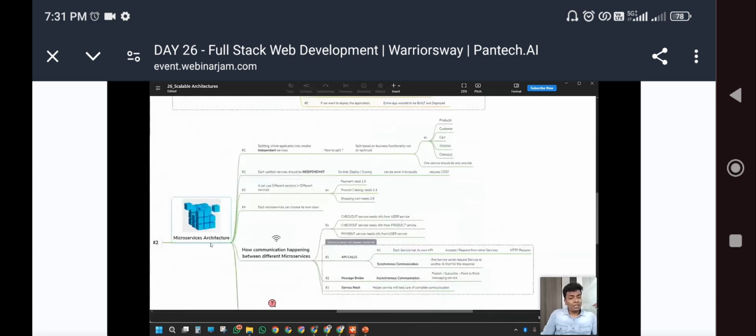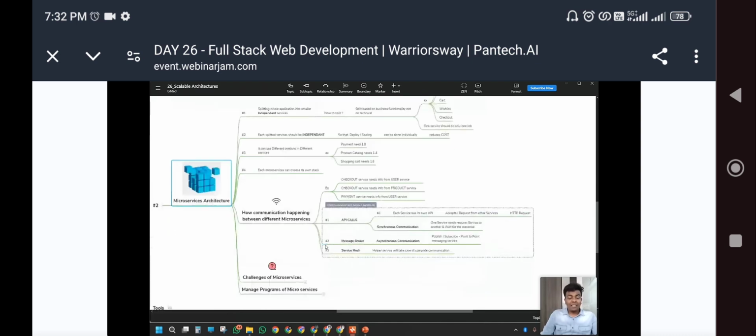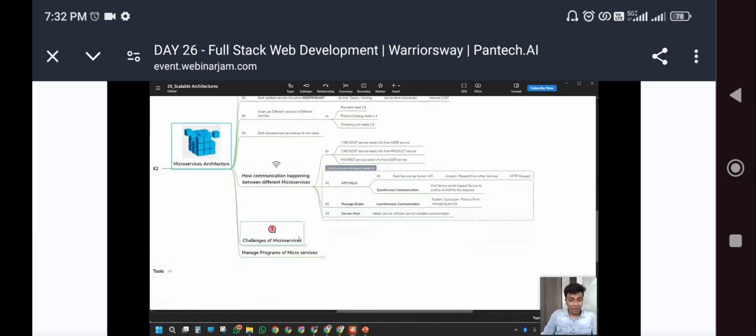But whenever you're talking about components which are present as individual services, as separate microservices, if they really want to communicate, like product to the checkout, or wish list to the cart, or cart to the checkout, that can be done in three ways. Number one is through API calls. Number two is by having a message broker in between. And third is a service mesh. Are you clear? Are you satisfied? So this is how communication happens between different microservices.